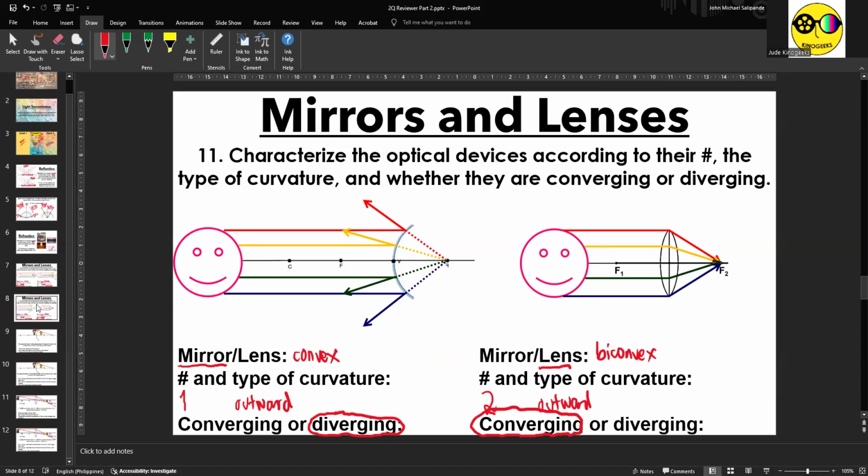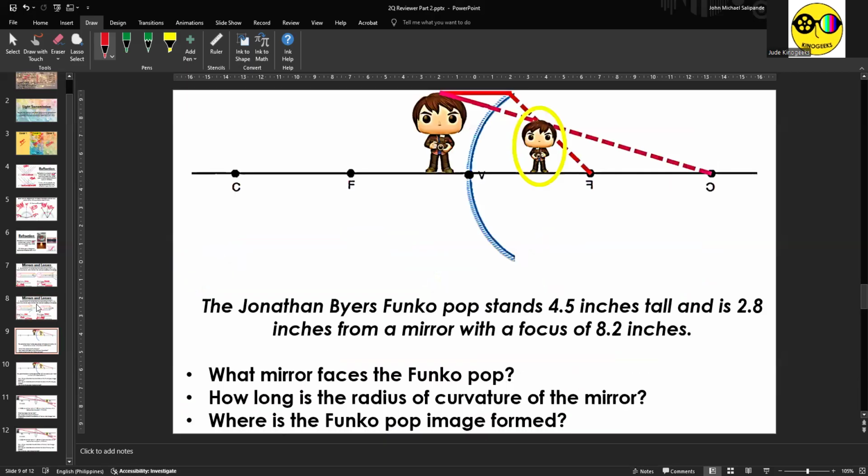Okay, so let's now have the LOST interpretation of images formed by mirrors and lenses. Let's have our first problem. The Jonathan Byers Funko Pop stands 4.5 inches tall and is 2.8 inches from a mirror with a focus of 8.2 inches. So our object, the Jonathan Byers Funko Pop, is 4.5 inches tall, and it is 2.8 inches in front of a mirror with a focus of 8.2 inches.